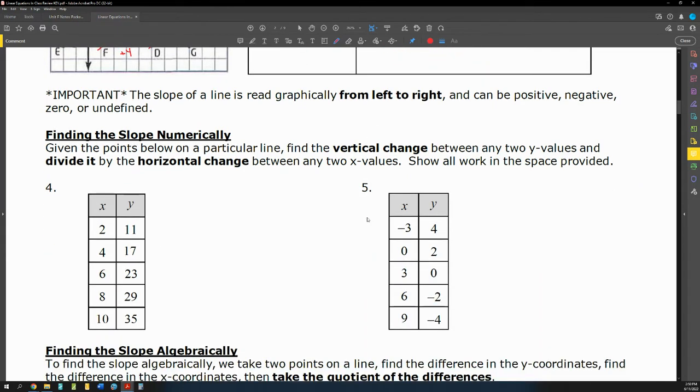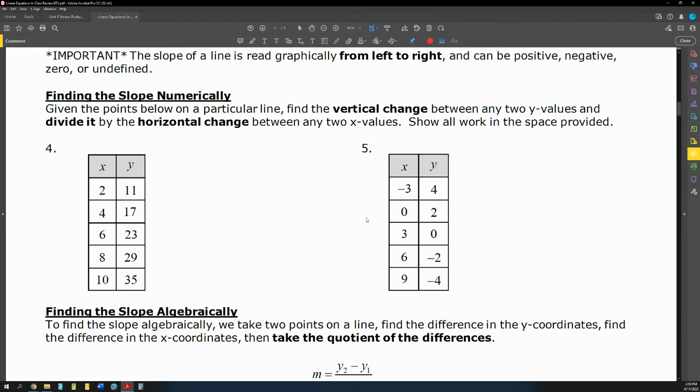Now let's find the slope numerically. So given these tables of values, how can we find the slope? Again, we're going to use that change in Y over change in X. So now let's look at number 4. So how is the Y changing? Well, as I go down the table, how is the Y changing? Well, from 11 to 17, we're adding 6. From 17 to 23, we're adding 6. From 23 to 29, we add 6. And 29 to 35, we add 6. So this tells us that our delta Y, or a change in Y, is positive 6.